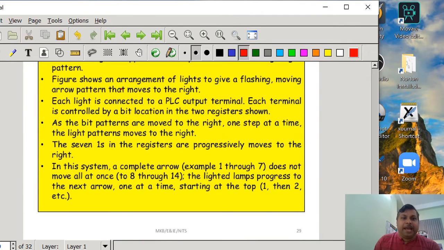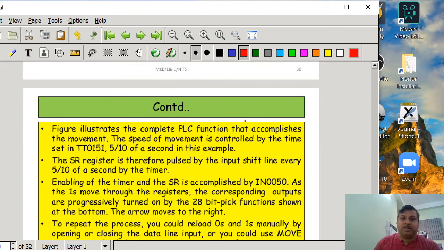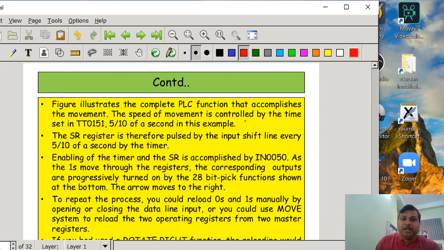As the bit patterns are moved to the right one step at a time, the light patterns move to the right, and the 7 ones in the registers are progressively moved to the right. In this system, a complete arrow, for example 1 through 7, does not move all at once to 8 through 14. The lighted lamps progress to the next arrow one at a time, starting at the top, that is 1, 2, 3 like that, and then 8, 9, 10, 11 like that, the lights are going to glow. The figure illustrates the complete PLC function that accomplishes the movement. The speed of the movement is controlled by the time set by TT151. It can be any choice; maybe 1/10 of a second in this example we have taken.